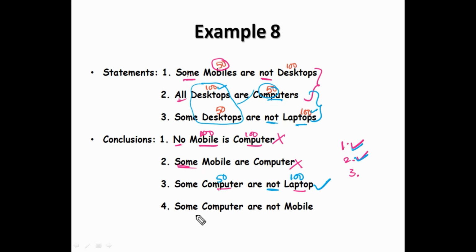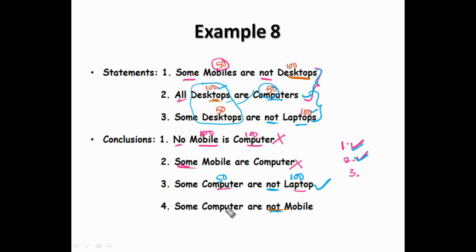Next, some computer are not mobile. Computer and mobile, first and second. Desktops is common. So this is negative and it is positive. Result must be negative. Yes, given negative only. Next, can you combine these two statements? Yes, because desktops is common in both the cases. It is 100 only. We can combine these two.